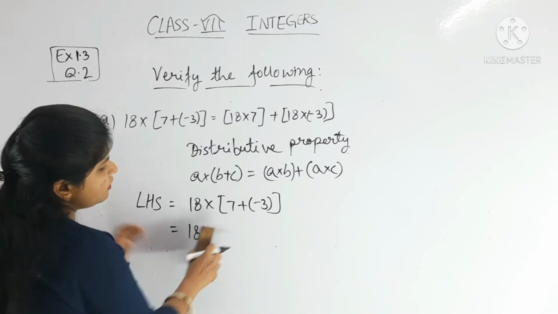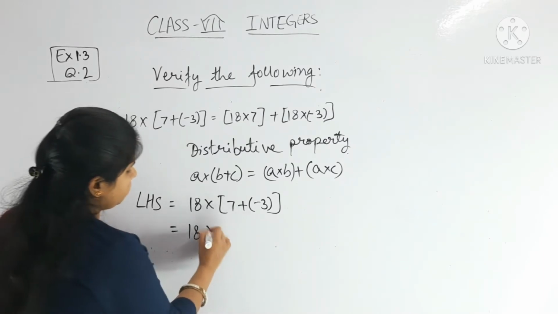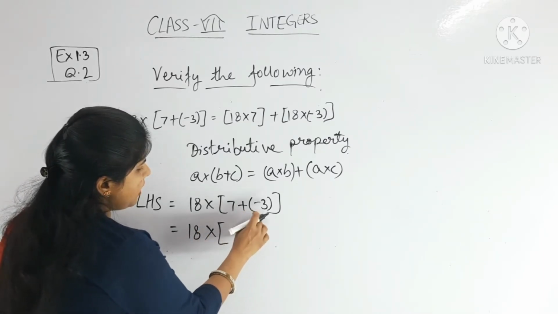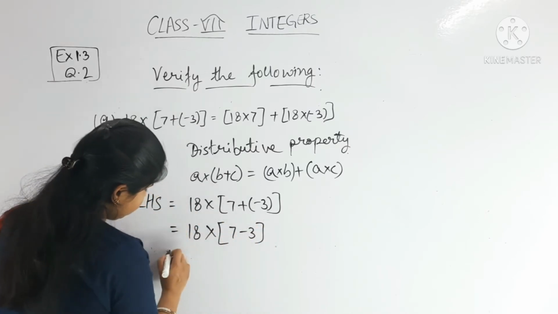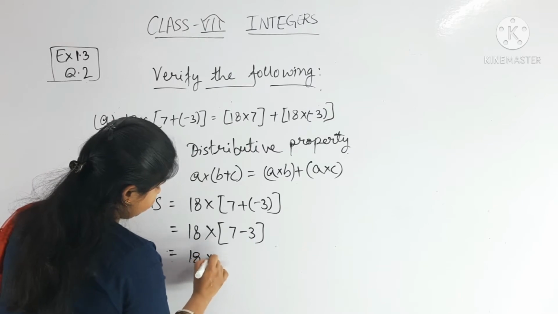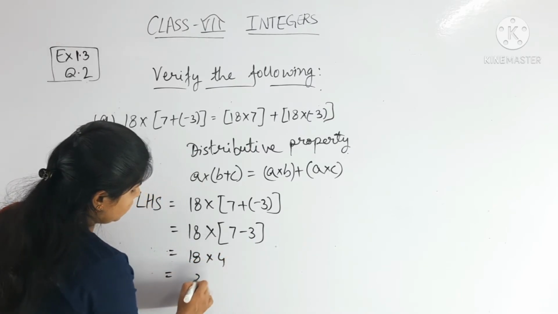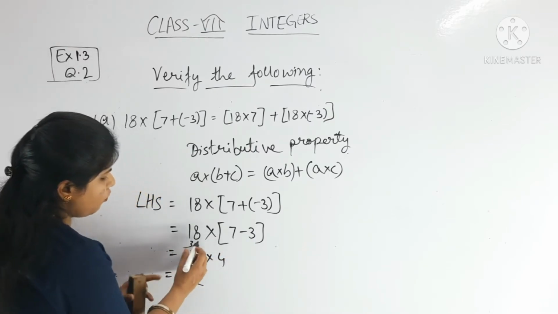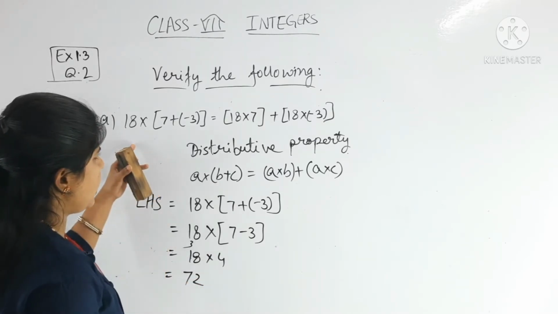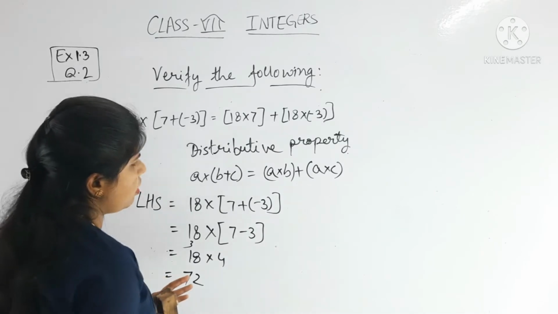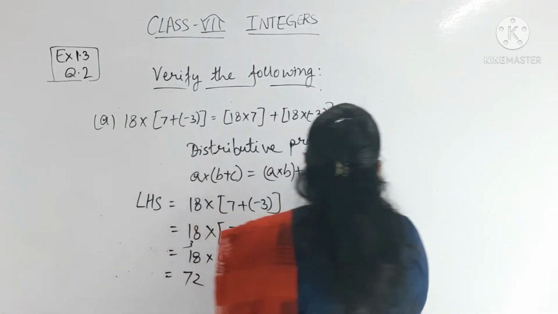First we have to solve the bracket one. Plus minus is minus, so 7 minus 3. 7 minus 3 is 4. 18 into 4: 4 eights are 32, 3 is balance, 4 ones are 4, and plus 3 is 7. So the answer is 72 for the LHS part. Now come to the RHS part.